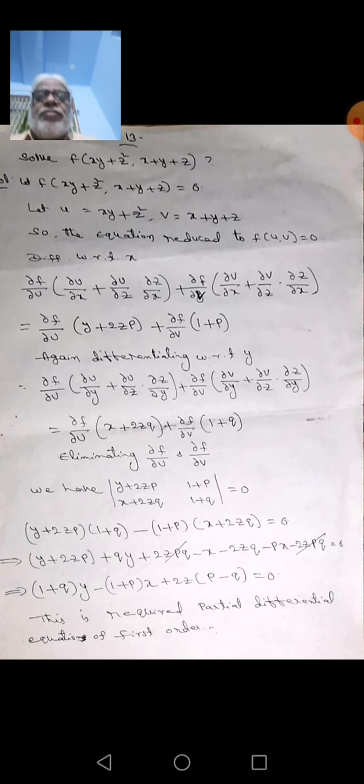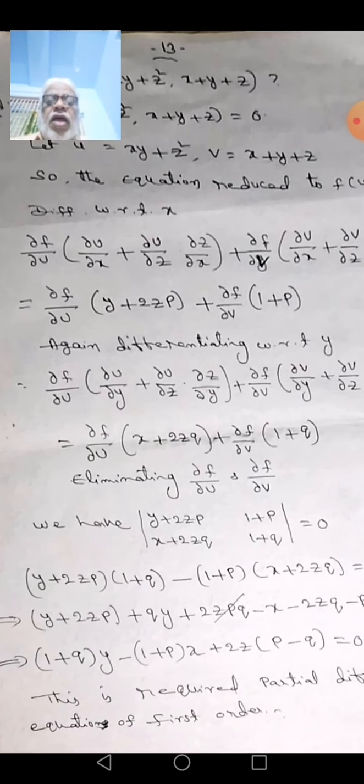So finally we got this equation: ∂f/∂u of y plus 2zp, plus ∂f/∂v of 1 plus p. This is one equation. Another one is again differentiating with respect to y.